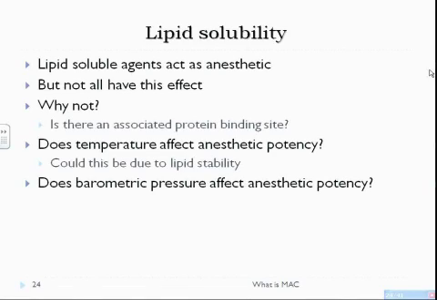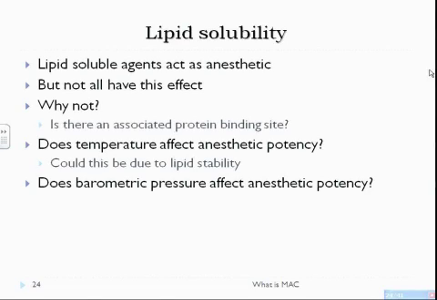Does the temperature actually affect anesthetic potency? And the answer is yes, and this could be due to lipid stability issues. The more temperature you put on somebody, the more anesthetic it takes, because what you're doing is you're agitating the lipid membrane, and the gas is being pushed in and out instead of staying where it's at. It's actually much easier to put somebody to sleep that's hypothermic.